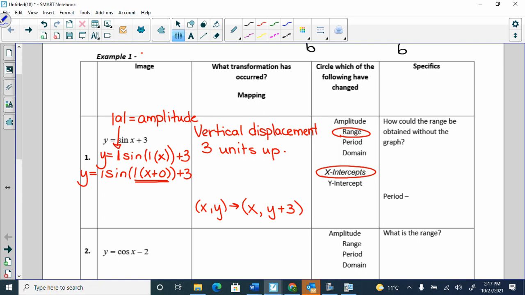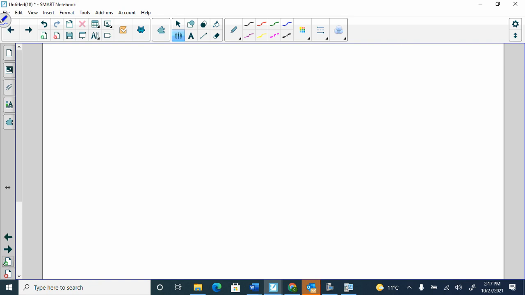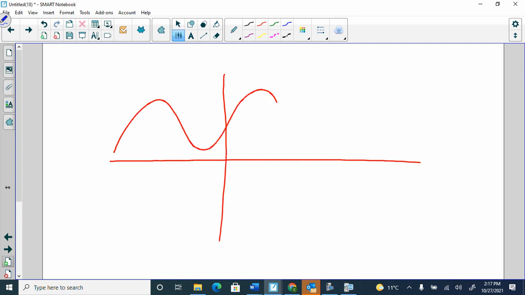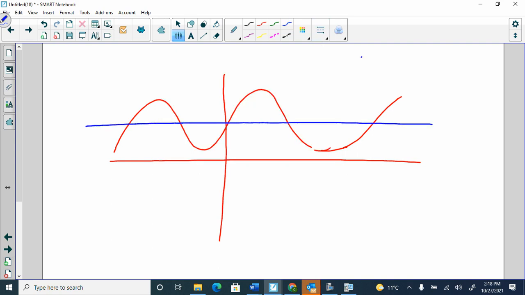Let's think about this graph. I'm going to go on another page. If I give you a graph like this, you don't have to draw it, we're just paying attention. And this is the graph. Pretend that's connected. Okay, we have a midline. Pretend this is actually symmetrical too. This is a pretty crappy graph. But we have a midline, right?